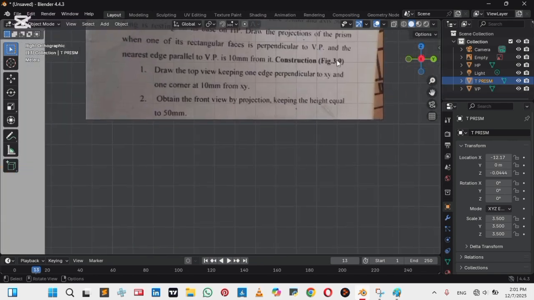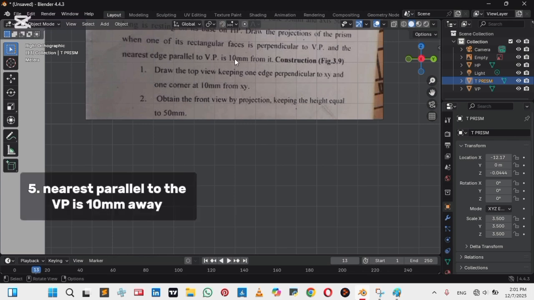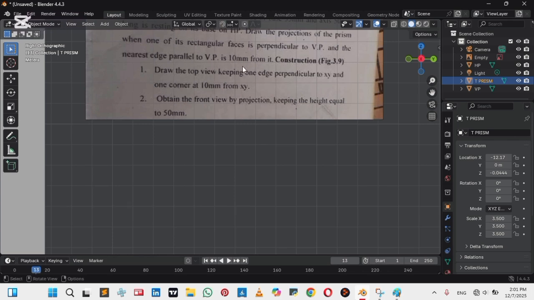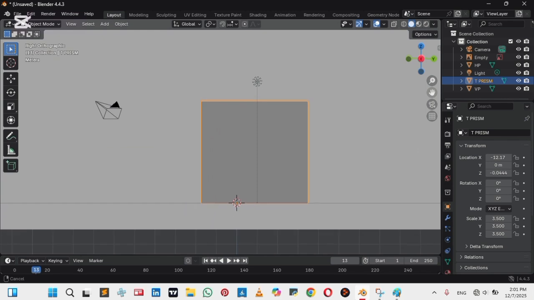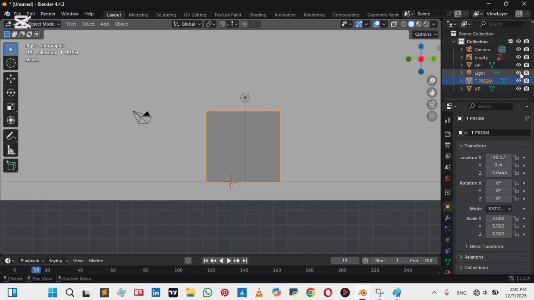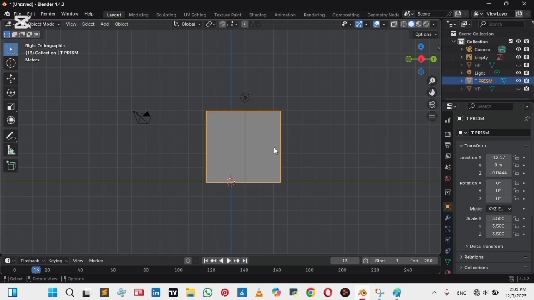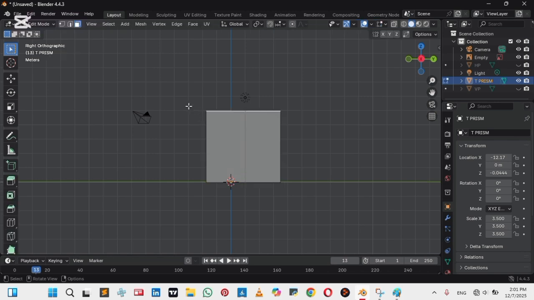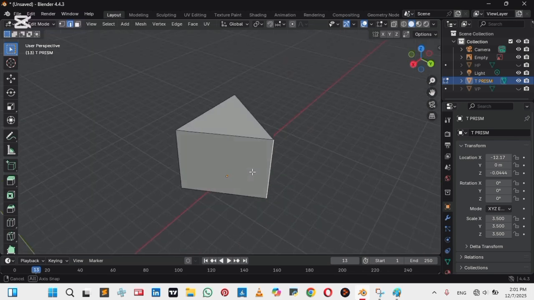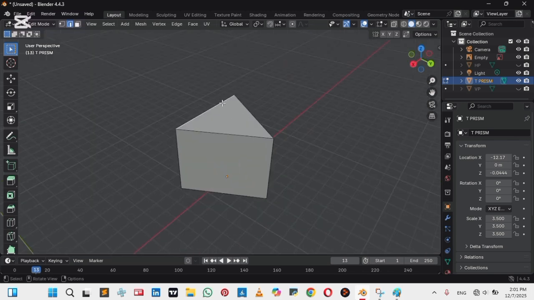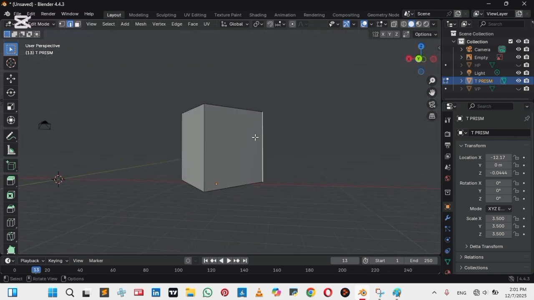Now I say that, and the nearest edge parallel to the vertical plane is 10 millimeter from it. Now there are two keywords here: nearest and parallel to the vertical plane. Let me remove this horizontal plane and the vertical plane. So this here is an edge. This is an edge. This is an edge. This is also an edge. This one is an edge. This one is an edge.